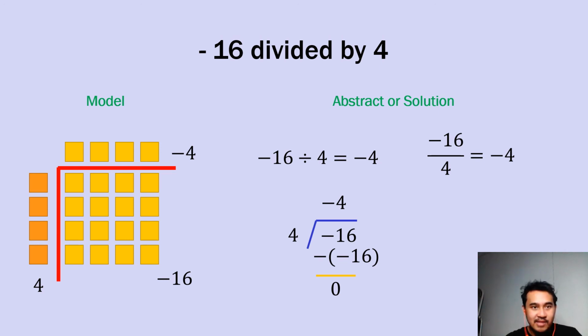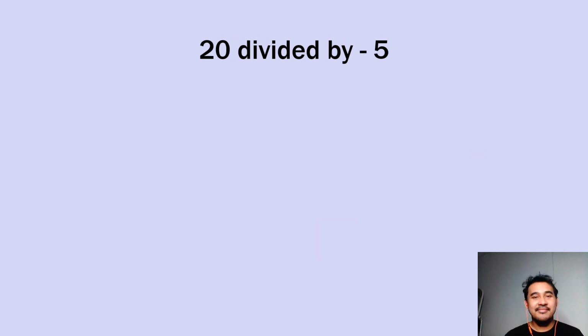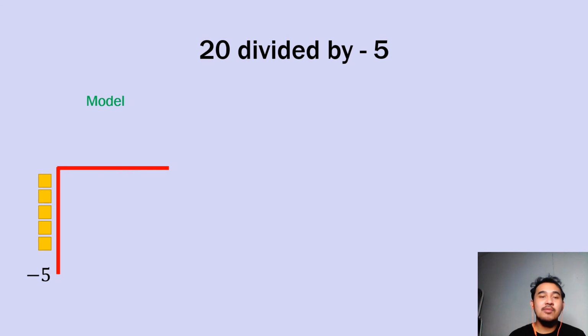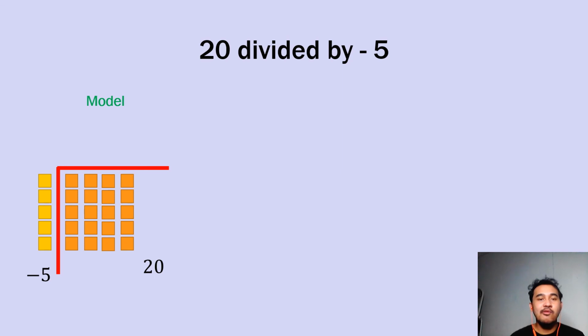Another example, 20 divided by negative 5. Let's have the model. The dimension, so the divisor is negative 5. Now let's have the grouping. You do it one at a time so that you will have your guide. This would be 5, and then continuing that, group 2, group 3, group 4, and then the answer would be negative 1, negative 2, negative 3, negative 4. So the answer is negative 4.